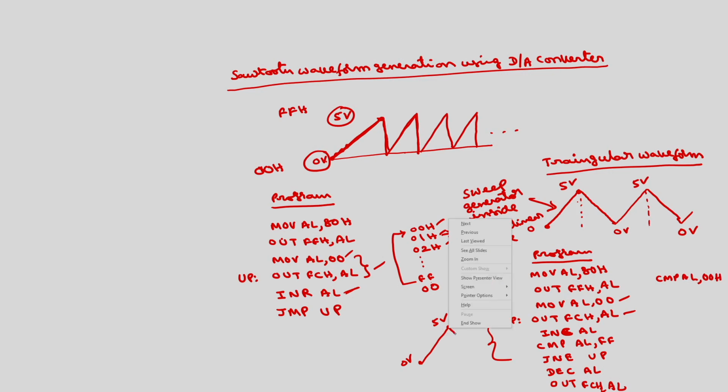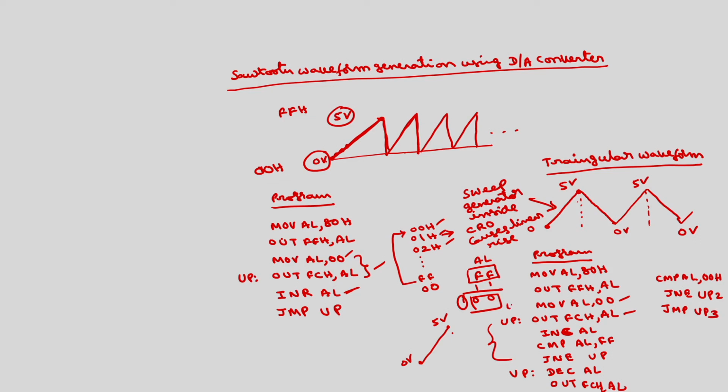From here we are decrementing. So, till 00H, jump not equal means it is not equal to 0, you have to go to up 2. So, this up 2 will output that value, and you have to decrement the output value. Once this is equal, then you have to again load with 00 and repeat the process. So, for that, unconditional jump to up 3.